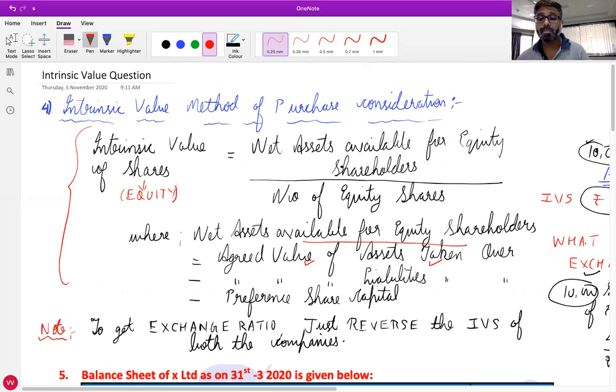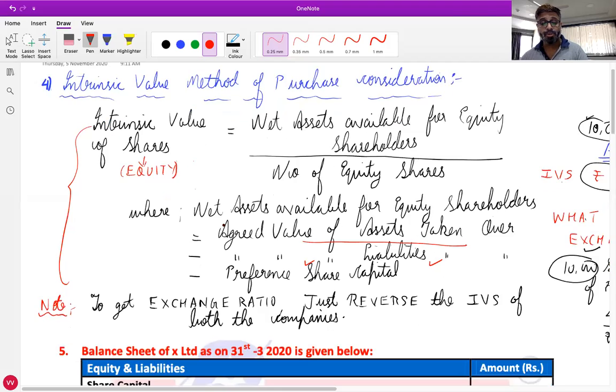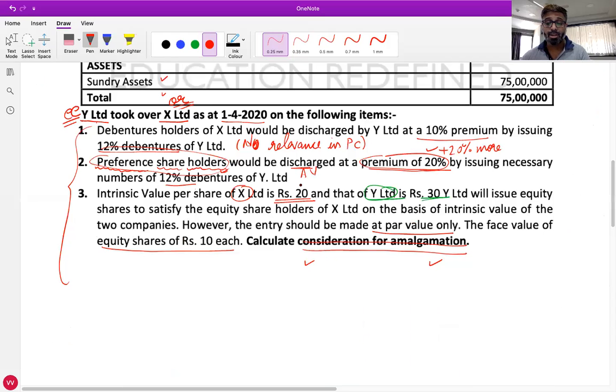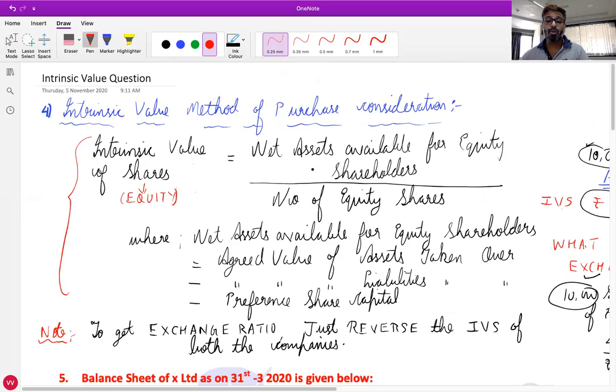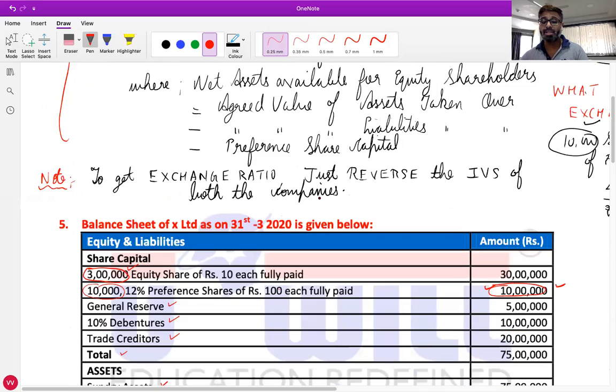Do you understand this, everyone? We don't have to find the intrinsic value of shares because it is already given. What is the intrinsic value of a share of X Limited? 20. And Y Limited, 30. So we don't have to apply this formula in this question because intrinsic value is directly given.